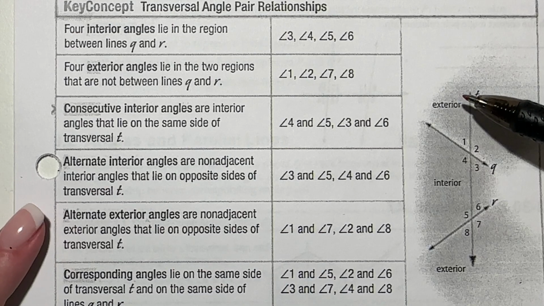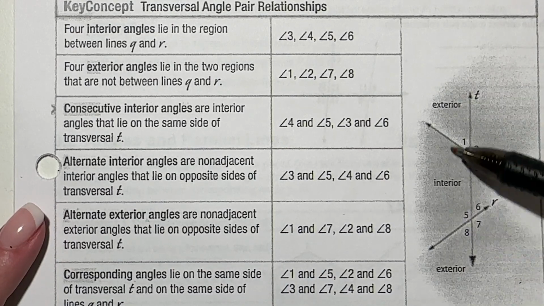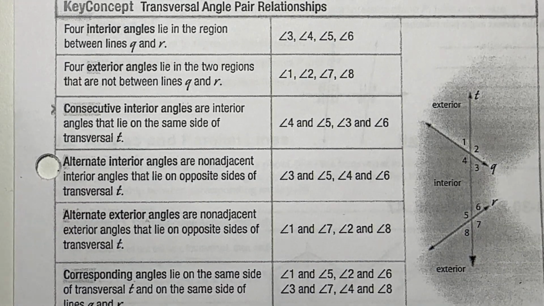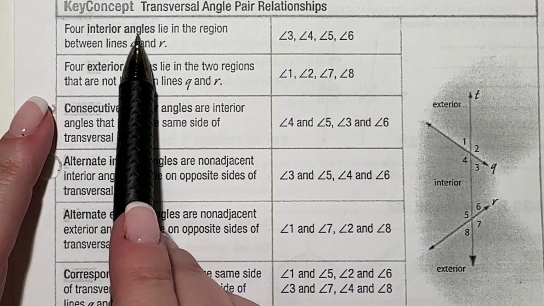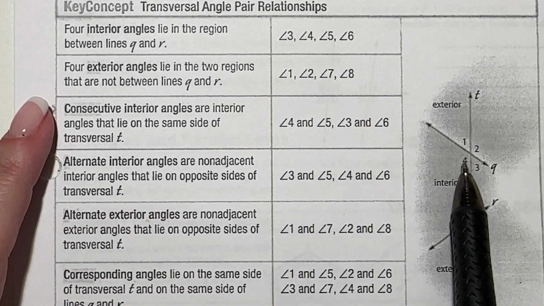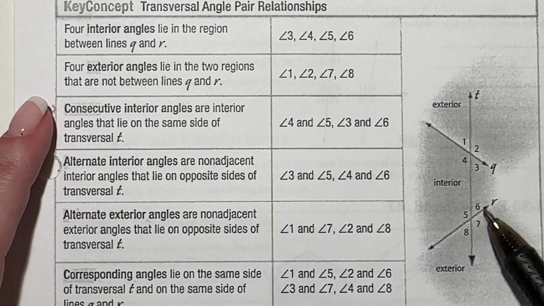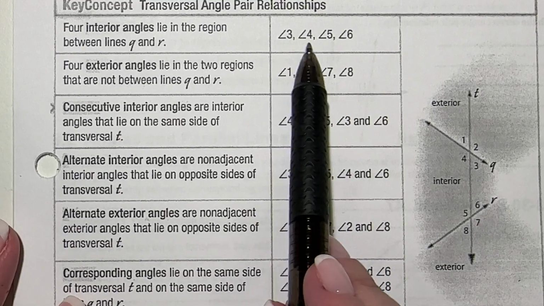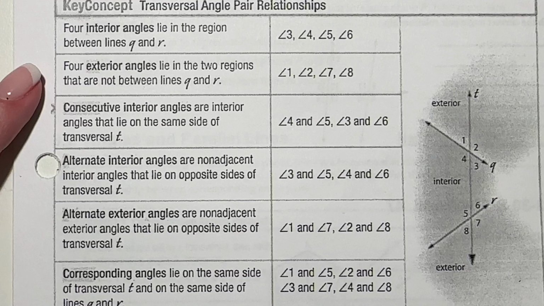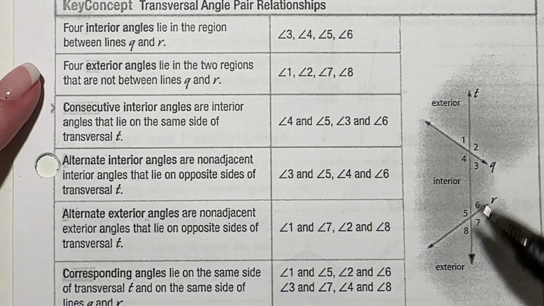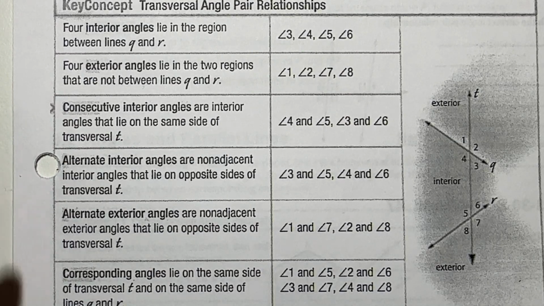What you need to keep in mind is there is an exterior to the lines, so that's outside, and then the interior is between the two lines. So first thing is name 4 interior angles. So angle 4 is between the two lines. Angle 3 is between the two lines. Angle 5 and angle 6. Notice they've got that angle notation out front. Now name 4 exterior angles. So 1 and 2 are outside the two lines. 8 and 7 are outside the two lines.